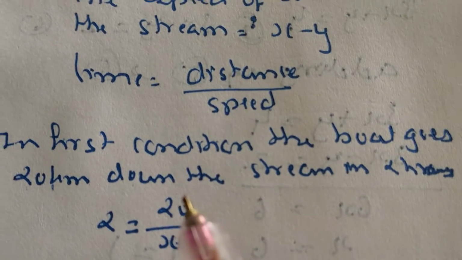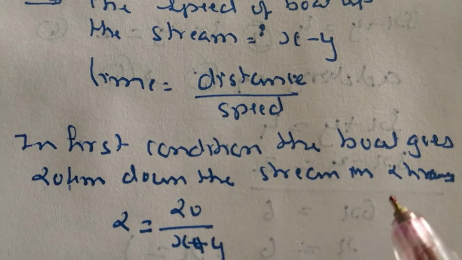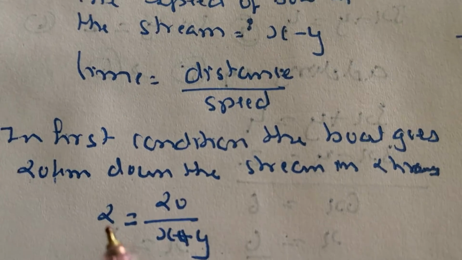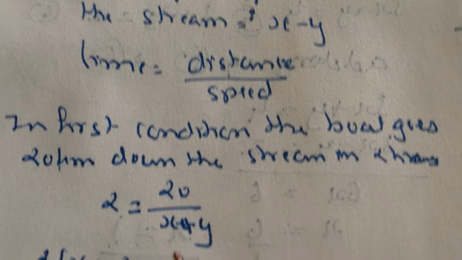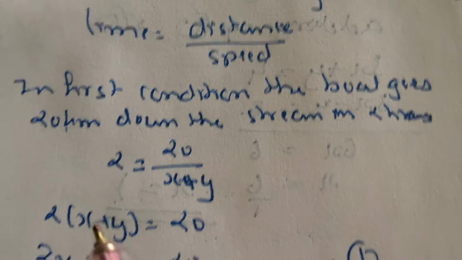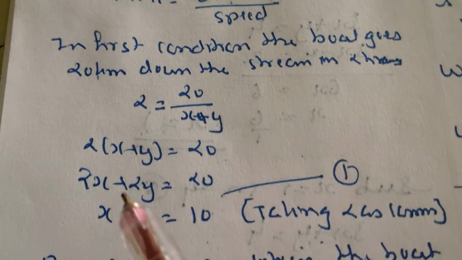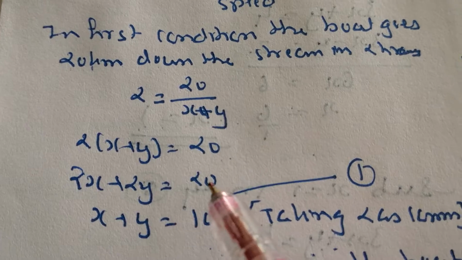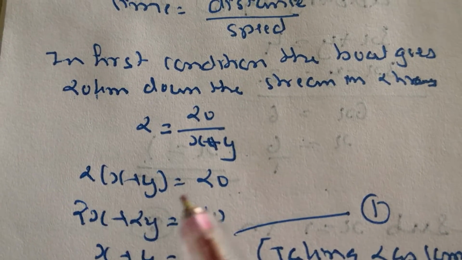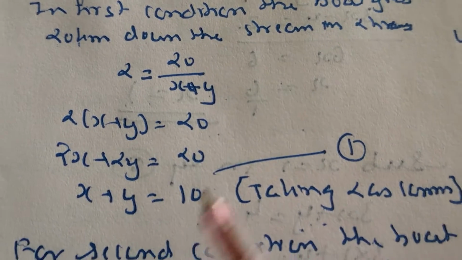In the first condition, the boat goes 20 km downstream in 2 hours. So time is 2 hours, distance is 20 kilometers, and speed is x plus y. Taking x plus y to the left hand side, it becomes 2 into x plus y is equal to 20, so 2x plus 2y is equal to 20. Or directly you can divide by 2, so it will be x plus y is equal to 10.